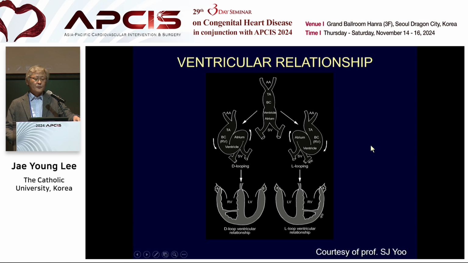Ventricular relationship, as you know, the primitive heart tube can bend to the right or left, usually right. This is right ventricle in the right side. This is the ventricular loop. If bended left, morphologic RV in the left. This is L-loop ventricular relationship, as in congenitally corrected TGA.